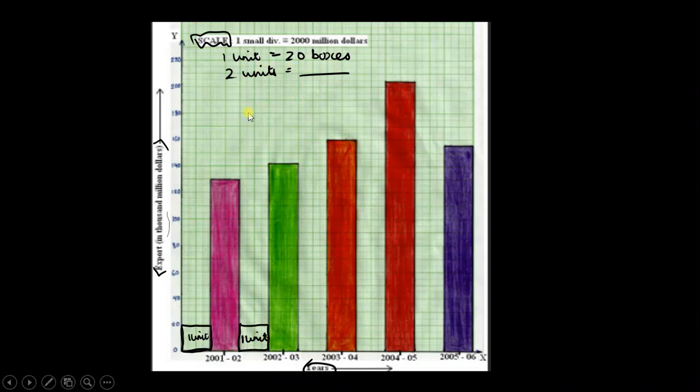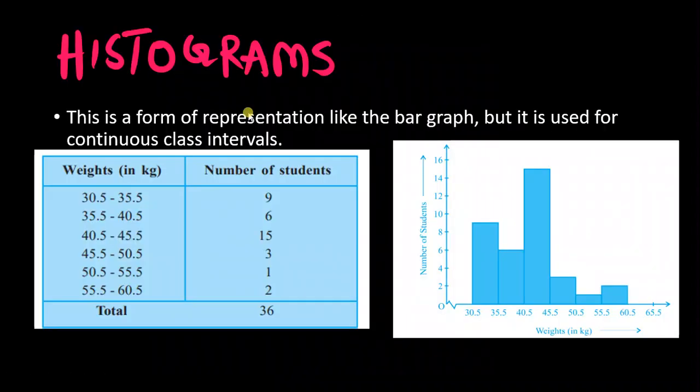Like that, your scale must be written. Now next, moving on to histogram.